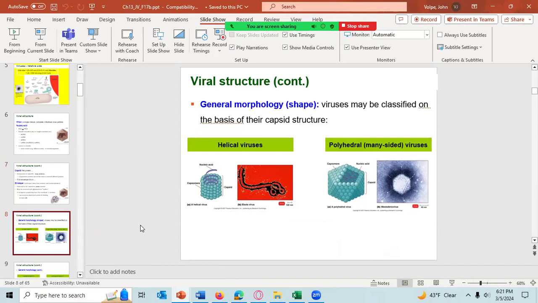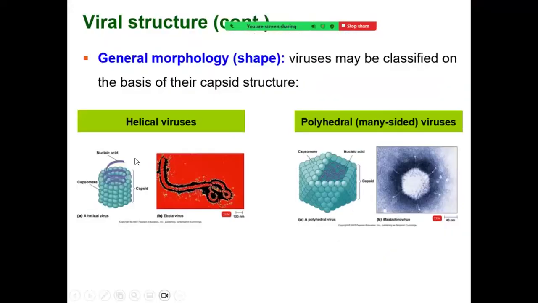When we're talking about viruses, they have a general morphology, that's the shape. Viruses are classified on the basis of their capsid structure. There are helical viruses. Let me blow this up. So right there, the helix, the virus is in the helix, the capsid. There are polyhedral viruses, and these are viruses that have many sides, like a complex dice. And there's actually a picture of a polyhedral virus.